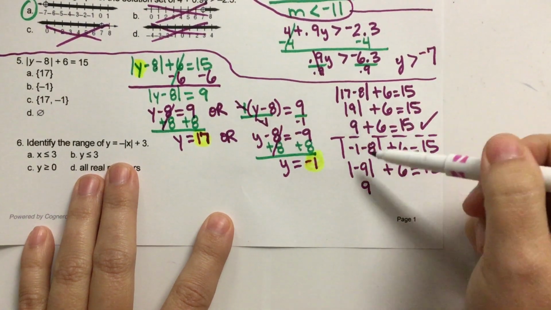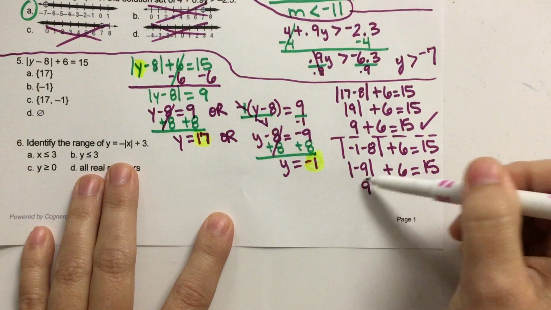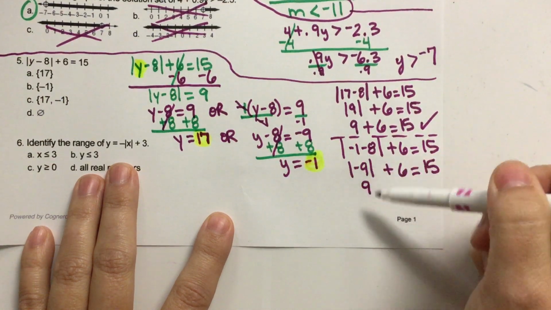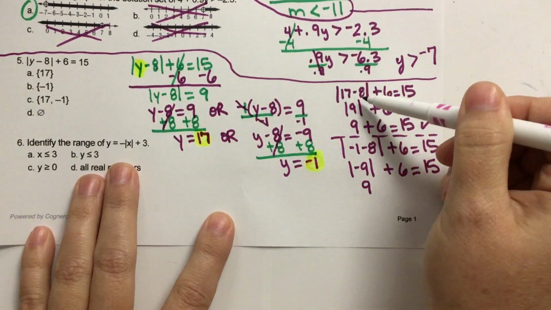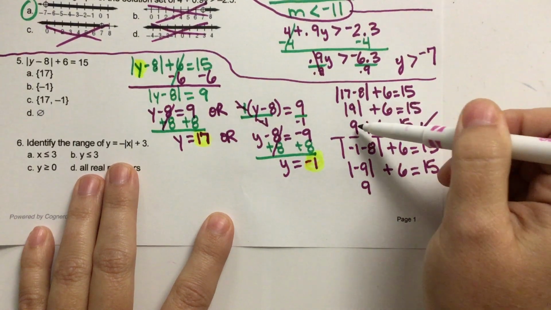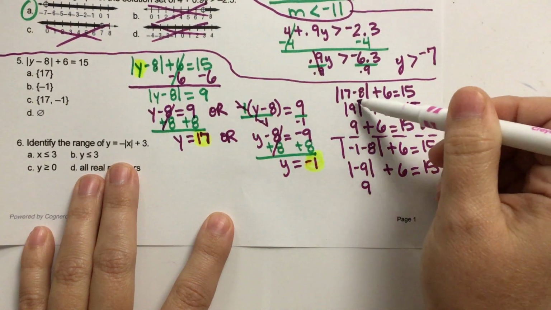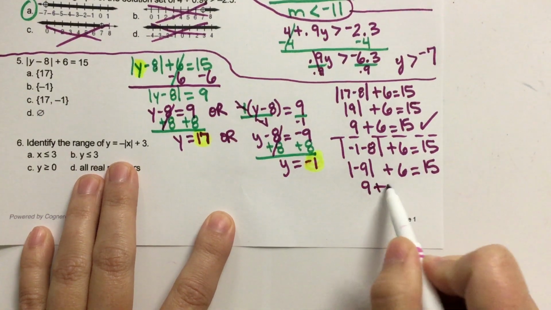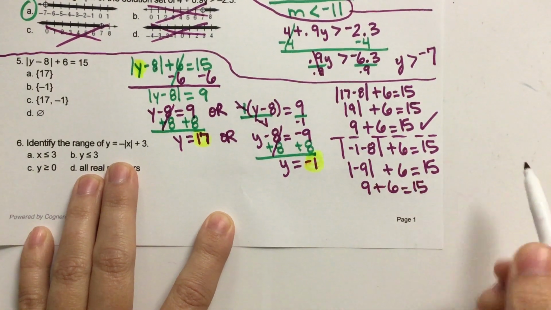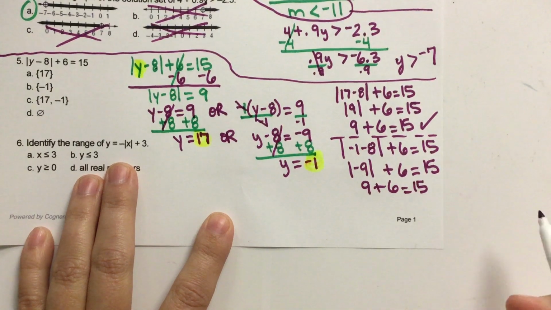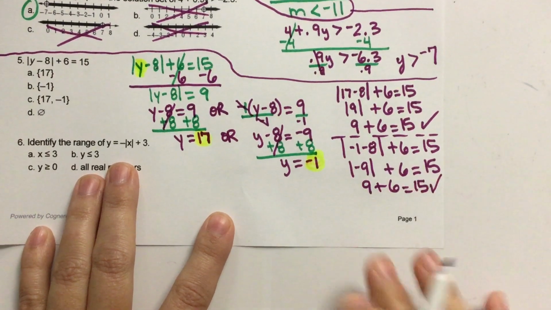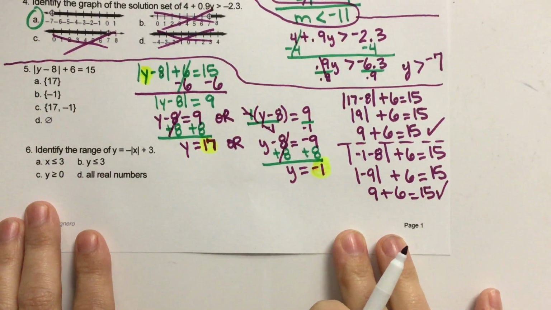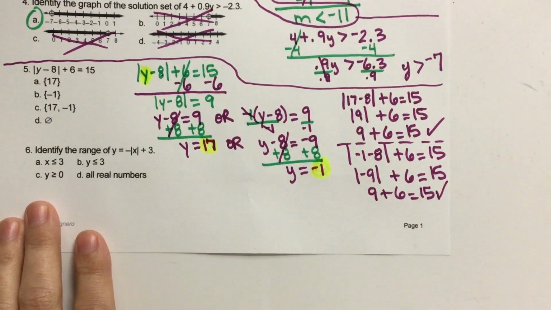The absolute value of negative 9 is also a positive 9. Absolute value has to deal with your distance from 0. And if you are at a negative 9, you are 9 units away from 0. And if you're at a positive 9, you're also 9 units away from 0. So anytime you take the absolute value of something, it always comes out positive. Let's recopy. And does 9 plus 6 make 15? Yes, it does. Check. So since both answers work, then that means the answer is C.